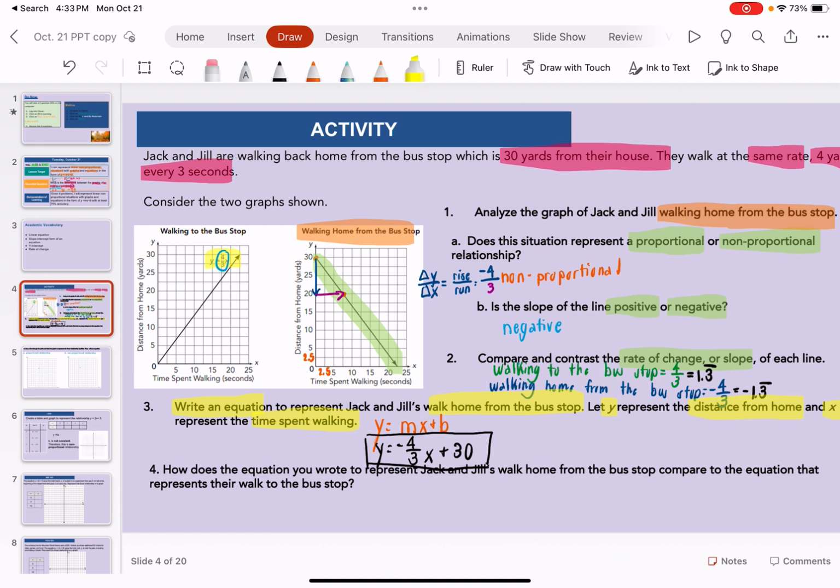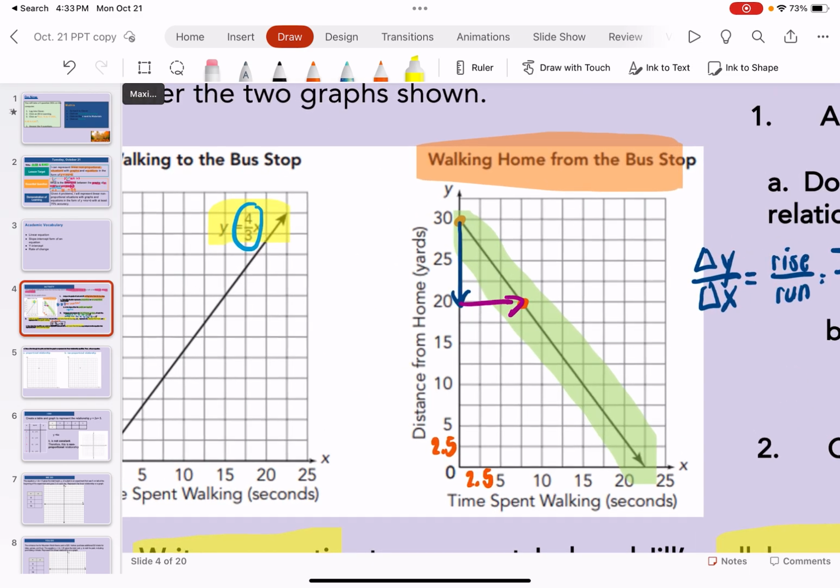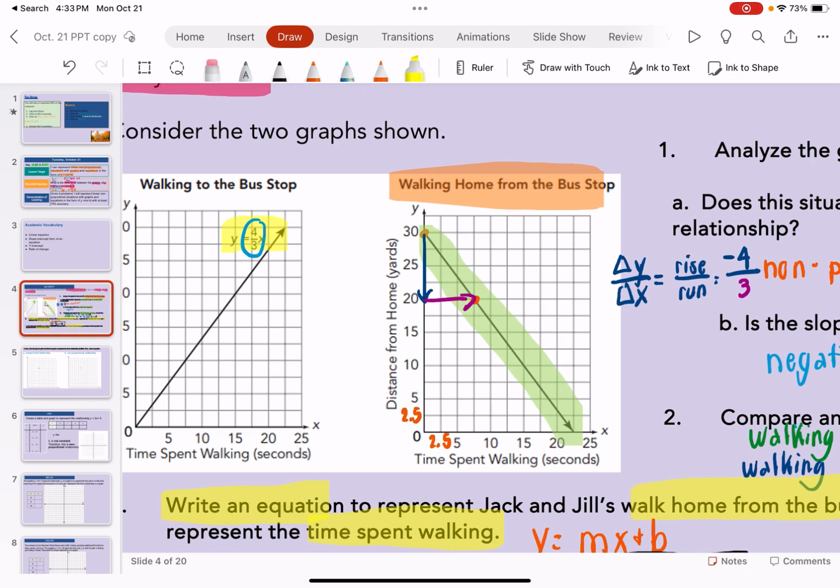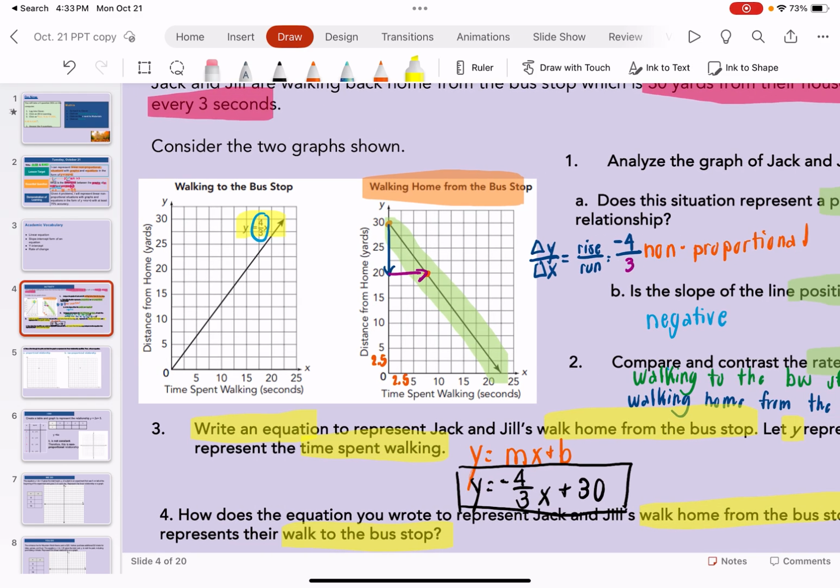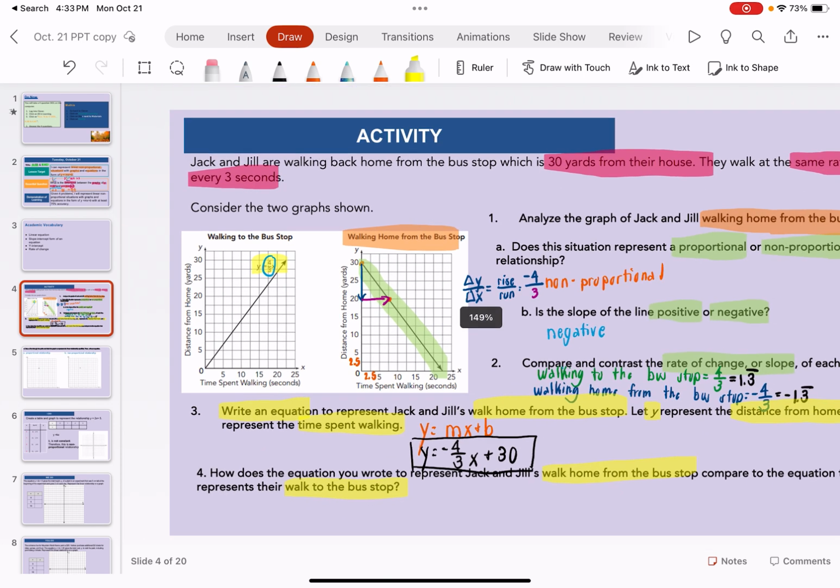And then question 4 is asking, how does the equation you wrote to represent Jack and Jill's walk home from the bus stop compare to the equation that represents their walk to the bus stop? Okay, so as a reminder, the equation for walking to the bus stop is y is equal to 4 over 3x. The equation walking home from the bus stop is y is equal to negative 4 over 3x plus 30.